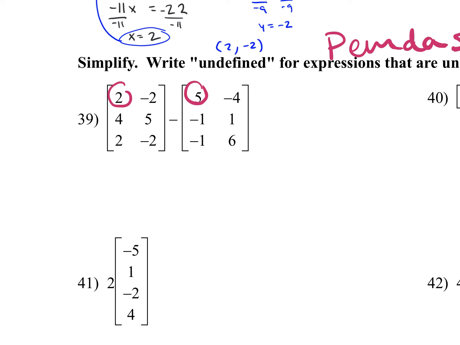So for 39, we just combine our two matrices, so we need to subtract. So what's 2 minus 5? Negative 3. What's negative 2 minus negative 4?